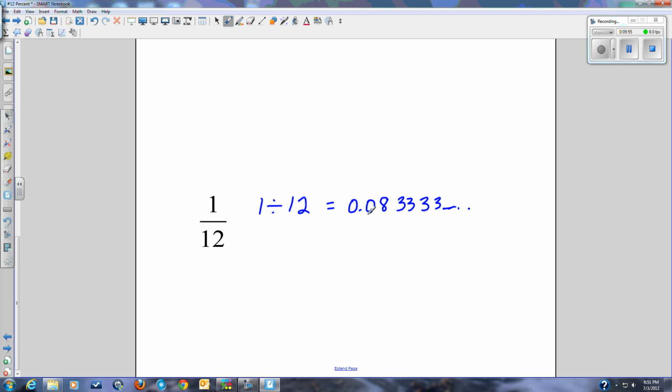So remember, we want to change this to a percent, so we have to move our decimal point 2 places to the right. So we end up with 8 point, with all of these 3's that go on and on and on. Well, remember, we said that anything that repeated itself, we could just put a bar over the top. So we can actually write that as 8.3 with a bar over the top of the 3%. And I should have put a percent up here. So we get 8.3 with a bar over the 3%.